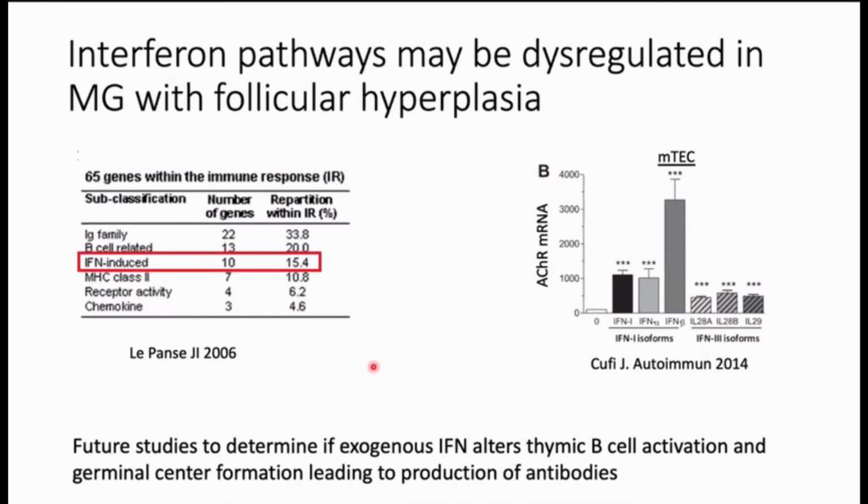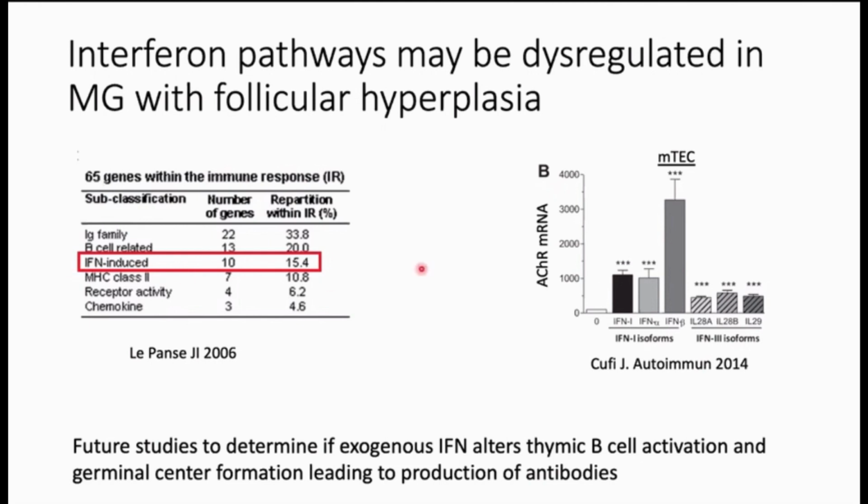And so I wanted to bring this together because I think we actually have, from our system, some interesting data from humans that shows that interferon pathways may be dysregulated in patients with myasthenia gravis with follicular hyperplasia. This is a paper where they looked at array data from the thymus of patients with and without myasthenia gravis, and they see that there is a large group of interferon-induced genes that are upregulated that are not seen in healthy people.